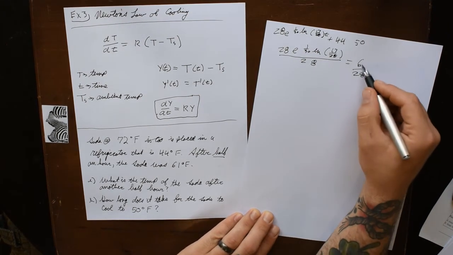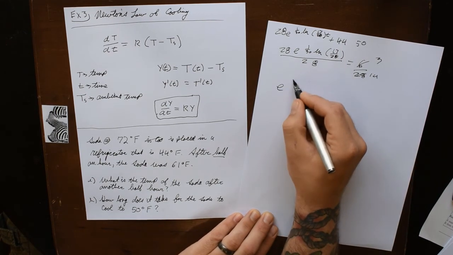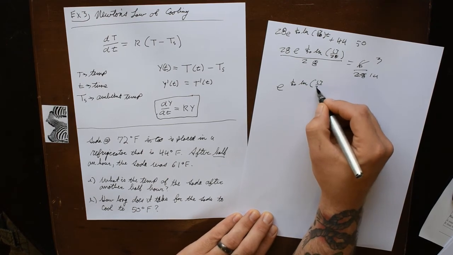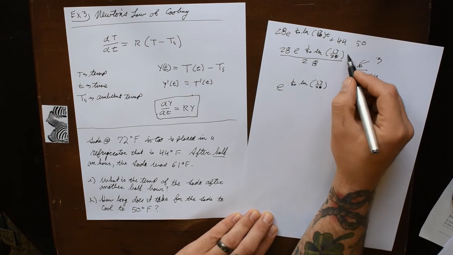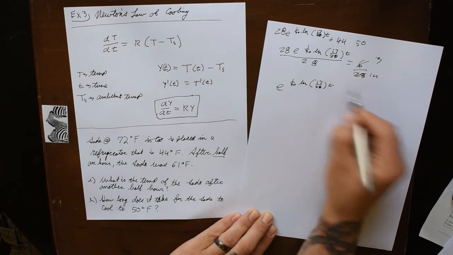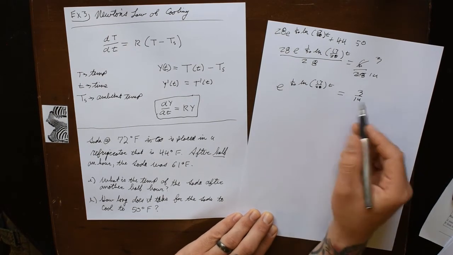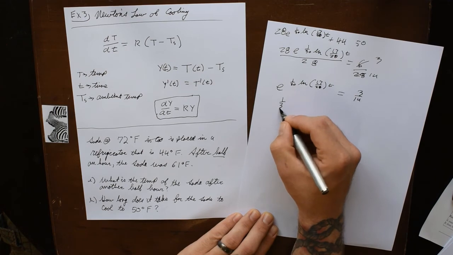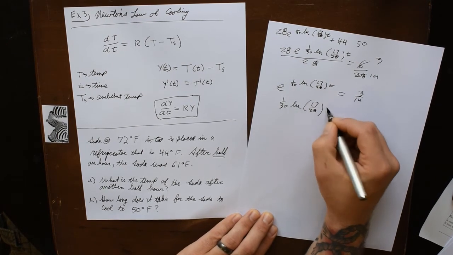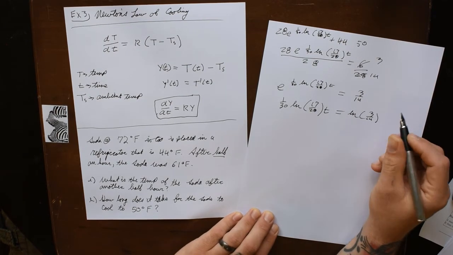6 on 28 is 3 on 14. And we get e to the 1/30th natural log of 17 on 28. I keep on dropping my t. t is equal to 3/14. Take the natural log of both sides. 1/30th natural log of 17 on 28, t is equal to natural log of 3/14.